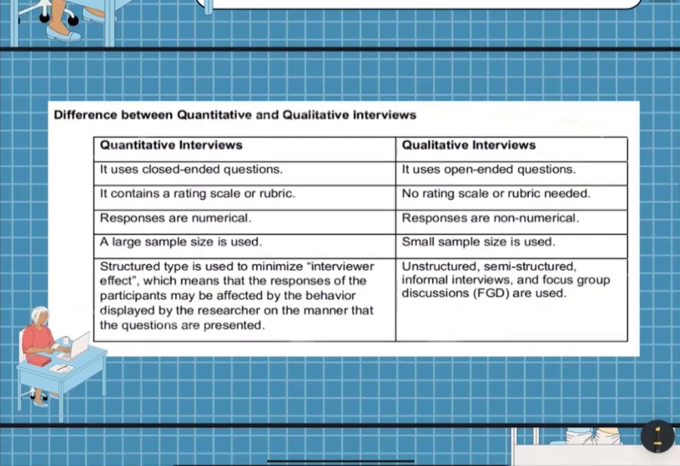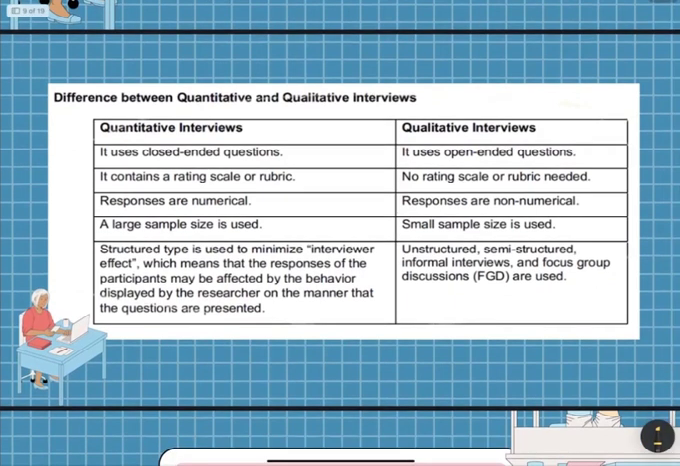Now, since we mentioned that interviews are very qualitative, here is a comparative view of the types of interview in quantitative and qualitative data. For quantitative, we usually opt for close-ended questions and we have a rating scale or rubric. So instead of the participants checking or giving their answers on paper or clicking on a link, they give their answer verbally through the interview method. So responses are numerical.